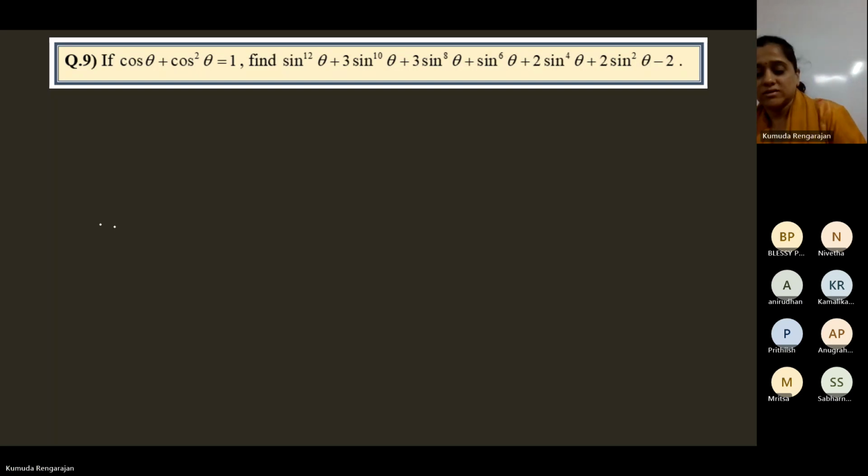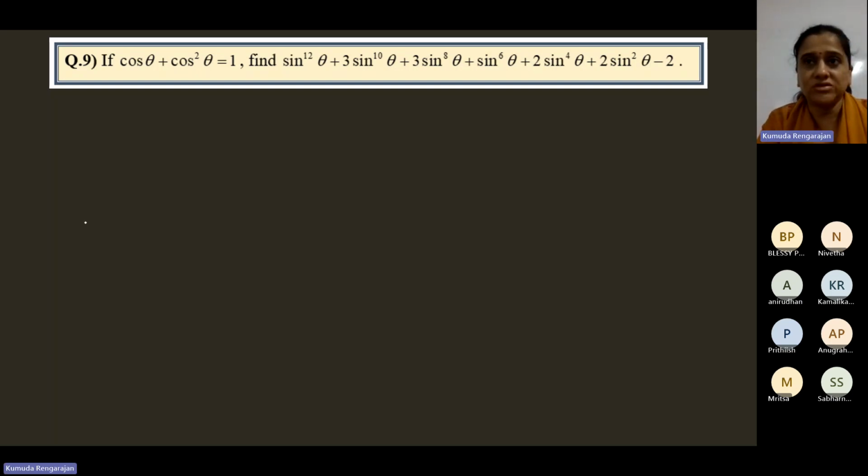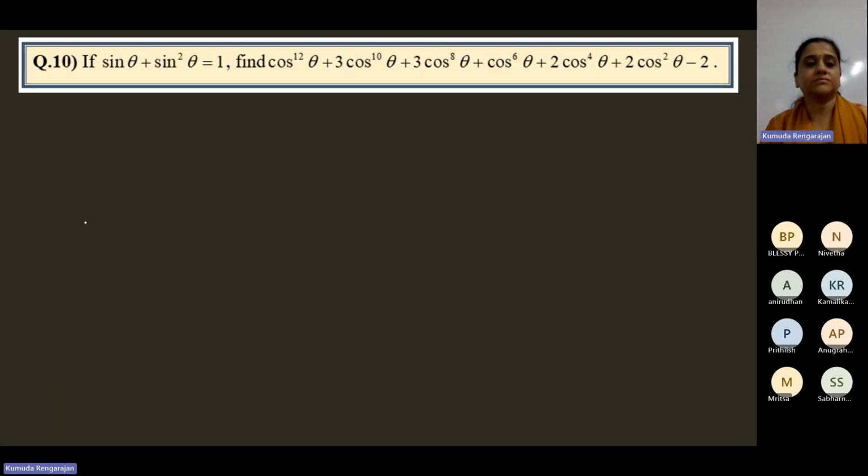Okay. We're taking up a question similar to the ninth question, which we discussed in the last class. If sine theta plus sine square theta is equal to 1, find cos theta to the power 12 plus 3 cos theta to the power 10 plus 3 cos theta to the power 8 plus cos theta to the power 6 plus 2 cos theta to the power 4 plus cos square theta minus 2.